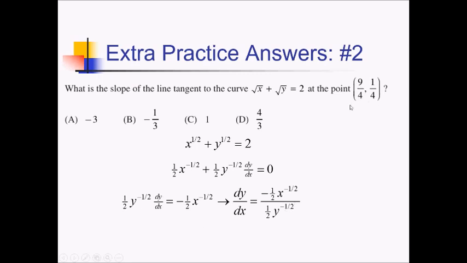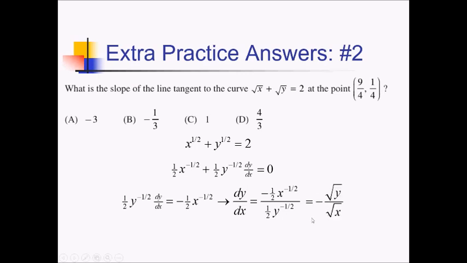Before I plug this in, though, I'm going to clean this up a little bit here. So these 1/2s can cancel. The whole fraction is negative. And these negative exponents, I'm just going to switch x and y. So this is really y^(1/2) over x^(1/2), which is to say we have the square root of y over the square root of x. And again, that whole fraction is negative.